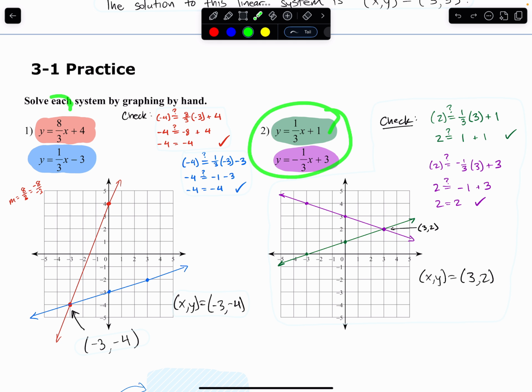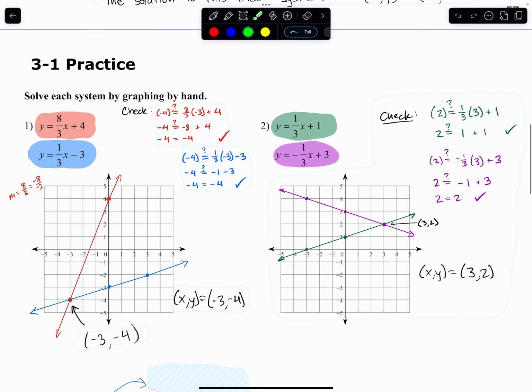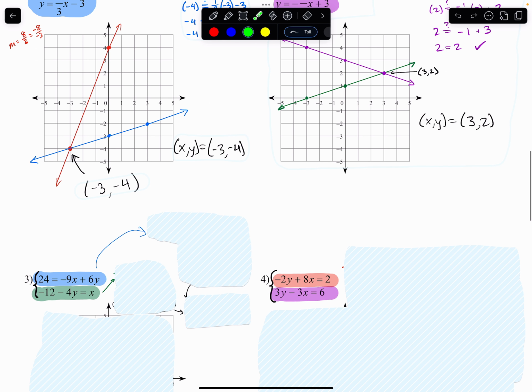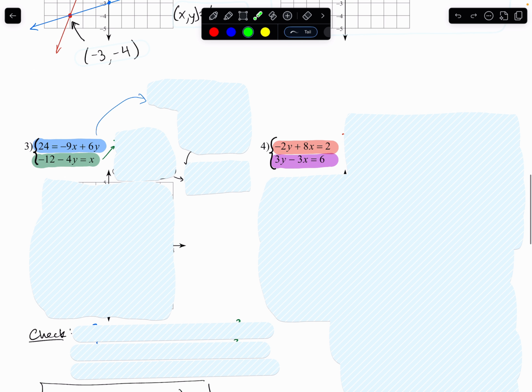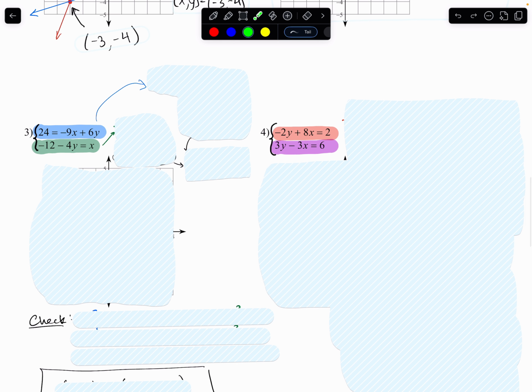Now we have a little bit more work for these next two. Notice that in number 1 and number 2, they were already in y equals mx plus b form, so they were ready to graph. In problem 3 and problem 4, you have to remember how to turn it from other forms back into slope-intercept form. We did a lot of that last chapter in chapter 2. Let's start, we'll do number 3 together.